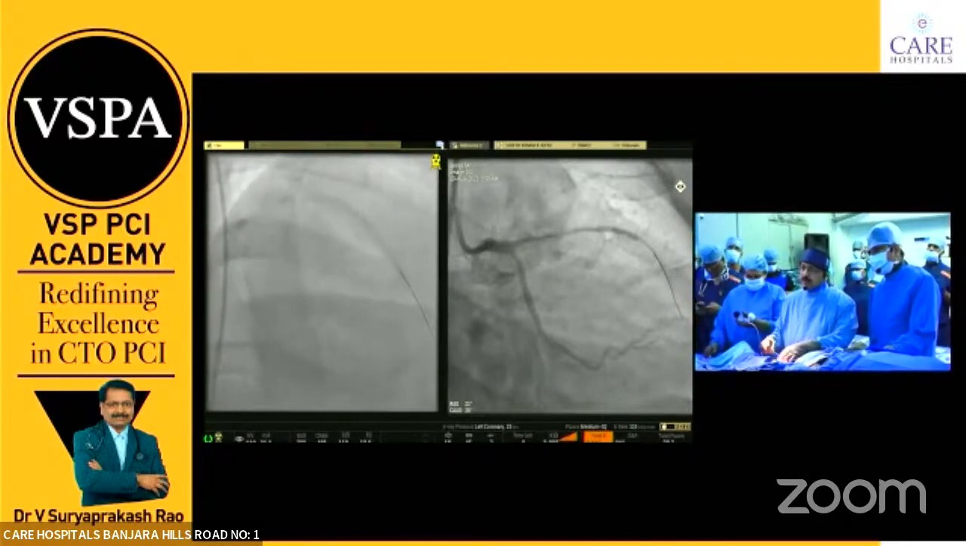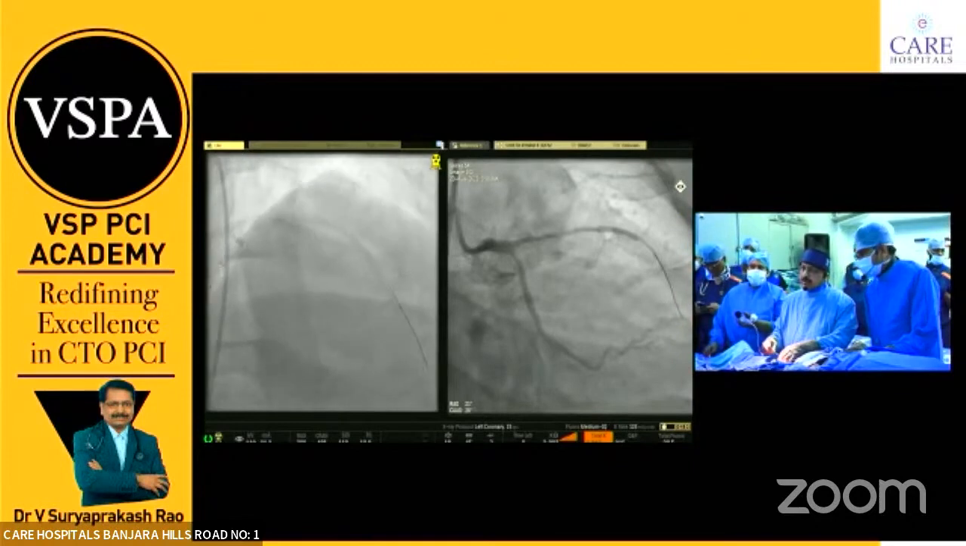Before going, we will check ACT once. So for antegrade techniques we keep 300 like that.